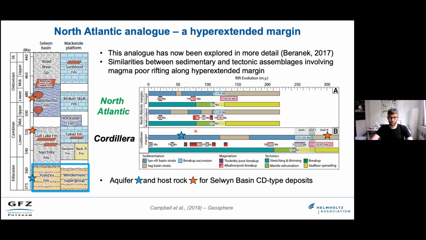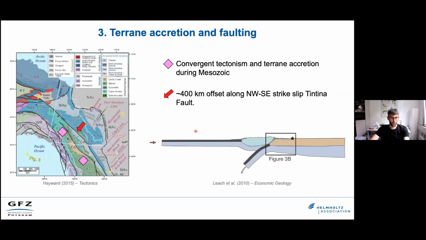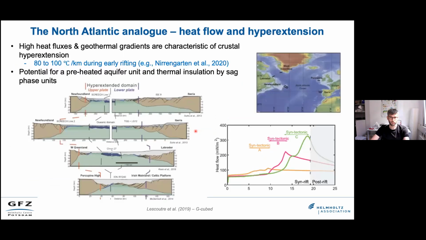In both settings, there are small amounts of magmatic activity associated with low-degree partial melts. This has led to both settings being characterized as magma-poor rifted margins that show evidence of hyperextension. Then, briefly, convergent tectonism overtook in the Mesozoic. This is when multiple terranes were accreted, which leaves us with the Cordilleran mountain range that we're familiar with today. But I'm not going to talk about that at all, because it's really what happens during hyperextension that's potentially interesting for the mineral systems model.